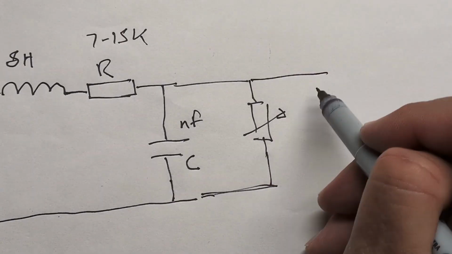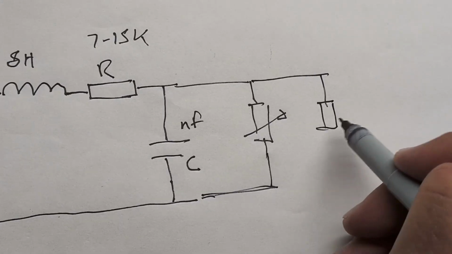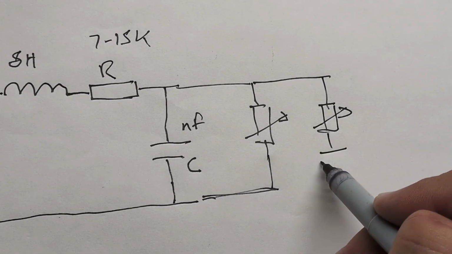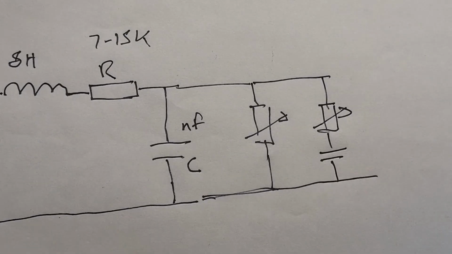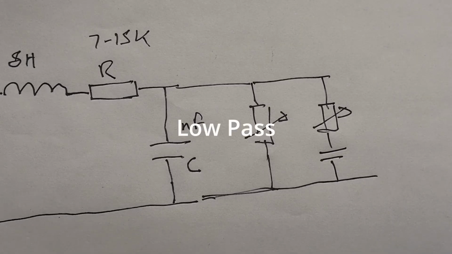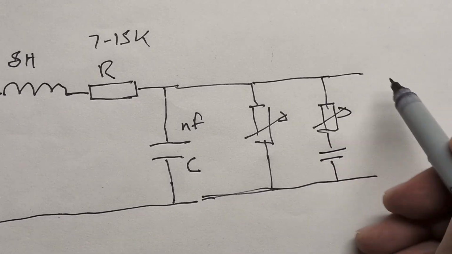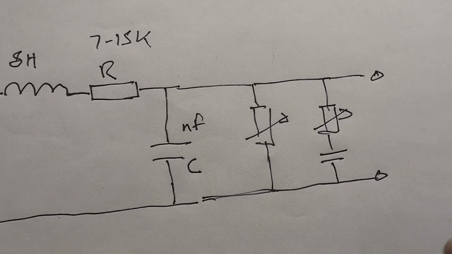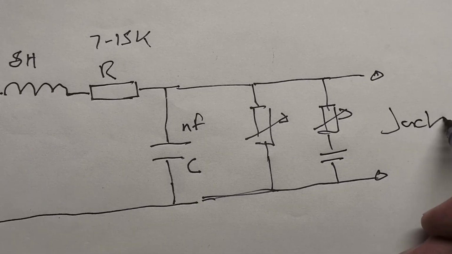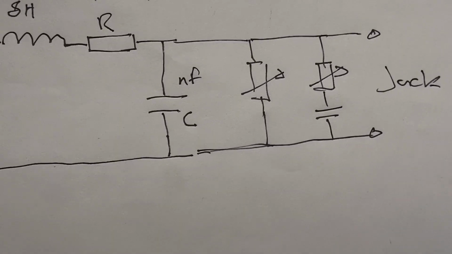And then we also have another element usually, which is another pot that goes through a cap, which creates a high pass filter, so all the high frequencies go down to ground depending on where you have this. And then this goes to the outside world, to the jack, and then that connects to your fuzz face.